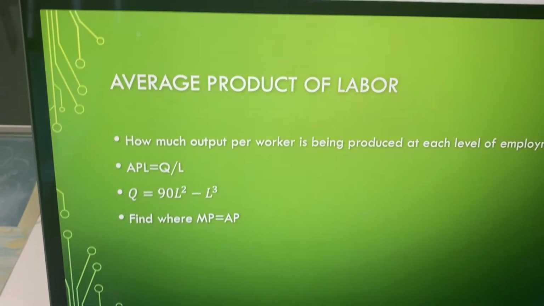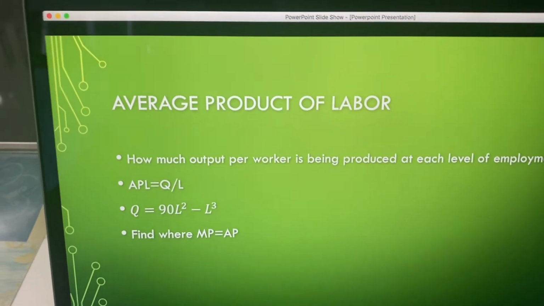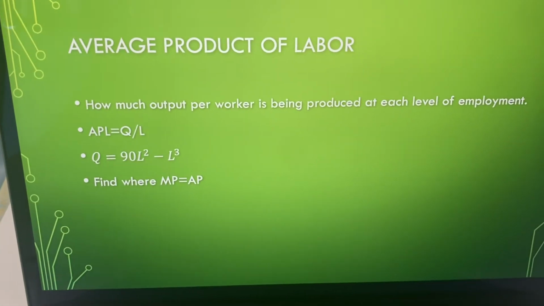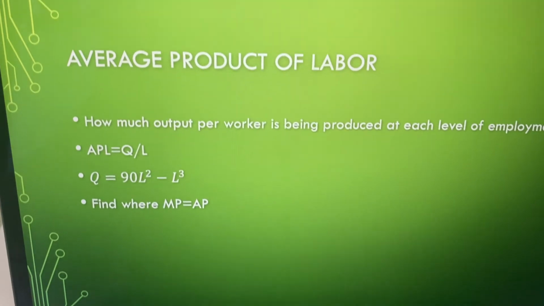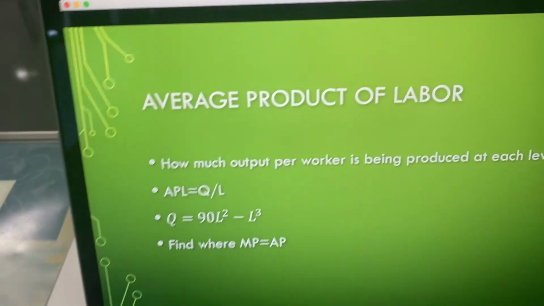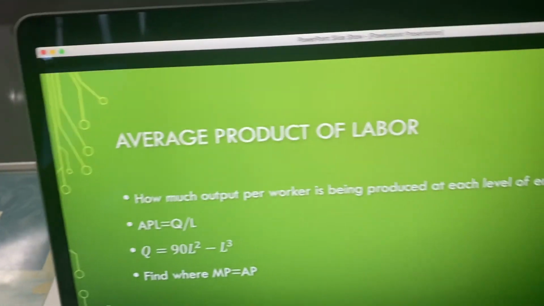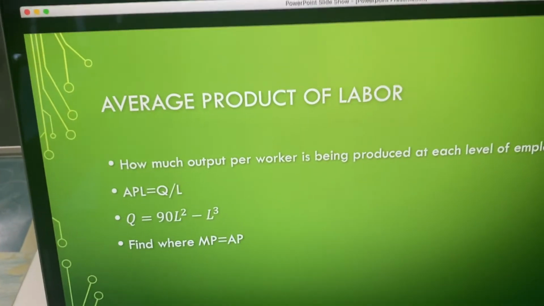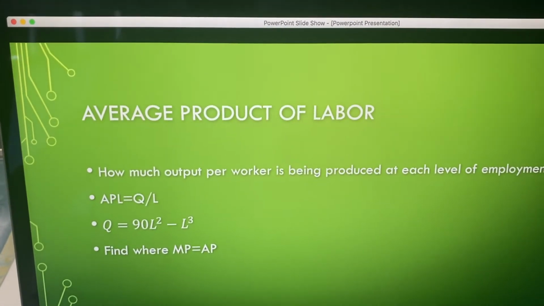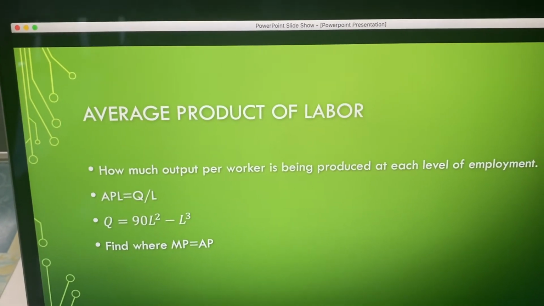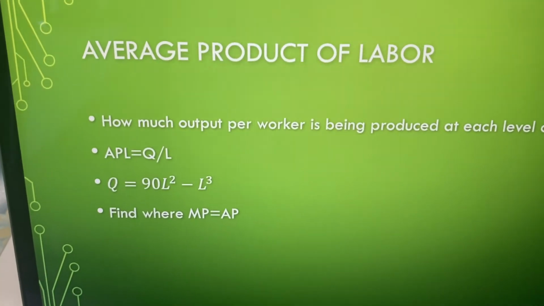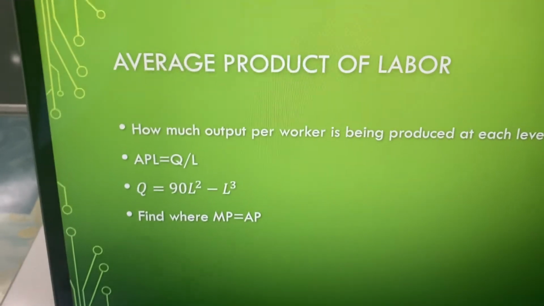Now we go on to the next slide, which brings us to the average product of labor, which is how much output a worker produces at a level of employment. Here we have quantity over labor, so we don't take an average; we just take quantity divided by labor. Now, to solve this equation, all we have to do is take the derivative, set it equal to 0, and solve for L. And that's where you're going to see that your marginal product equals your average product of labor.